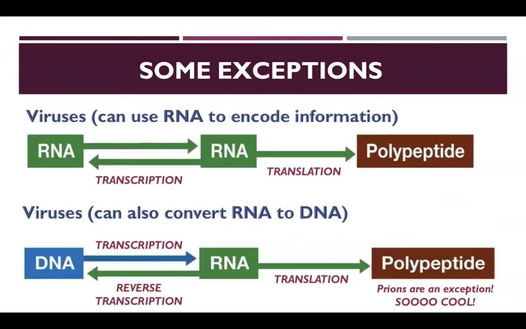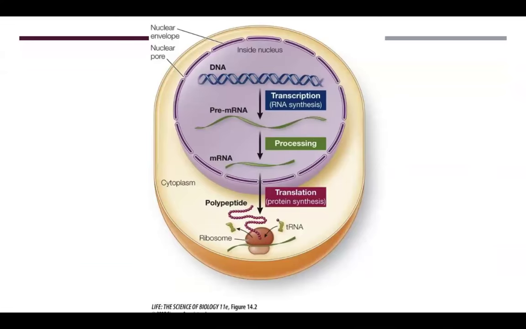Certain viruses are RNA viruses, which means they can use their RNA to encode information. They transcribe messenger RNA to transfer RNA, then that transfer RNA is translated into polypeptide. But viruses can also do that with DNA. They transcribe DNA to RNA, reverse transcribe it back into DNA, translate it, etc. So viruses can work in several different ways.